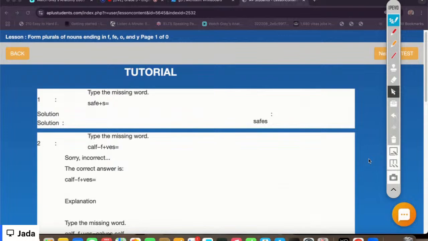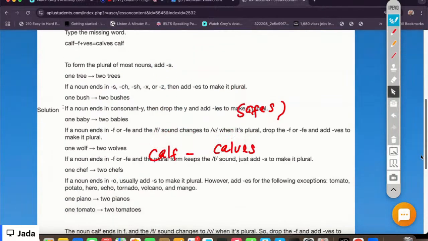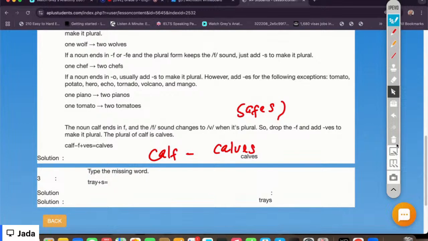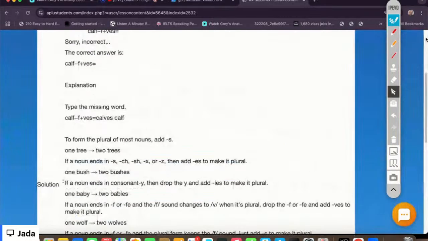All right, let's look at some examples in sentences. So type the missing word. It's going to be what? Safes, because you need to add S to make it plural. Then we have calf, and then it becomes what? Calves, okay? Then we have tray, and it's what? Trays, okay? Alright, so we'll move into the test, and as usual, you can share your answers with me.